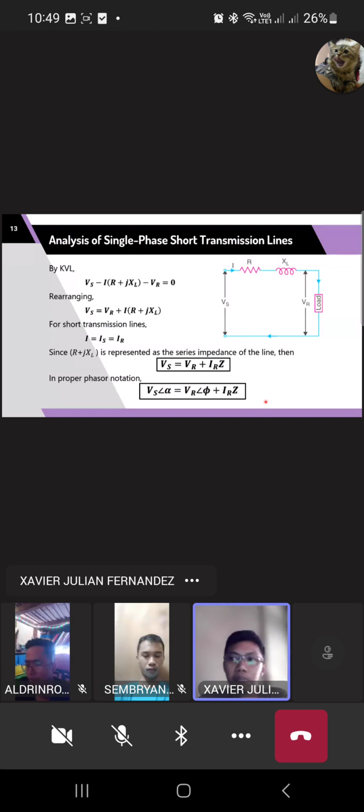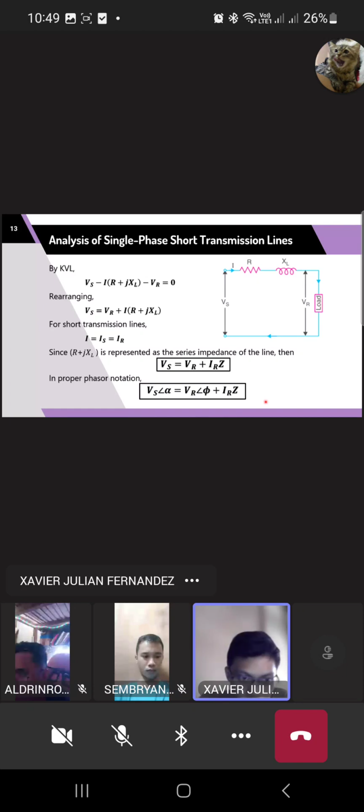It has a value, but it's very close. The angle is very close to 0. If it were not close to 0, there would be a difference of, let's say, 5 degrees, 7 degrees, or 3 degrees. Okay? This is the power factor angle, not the power factor itself.